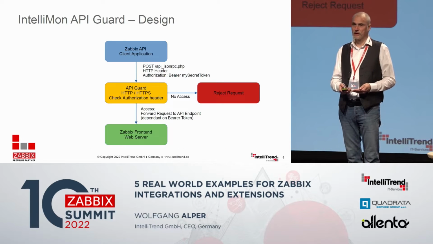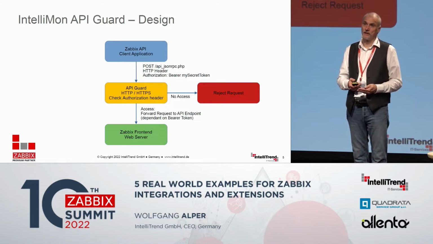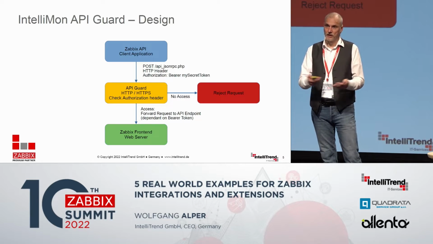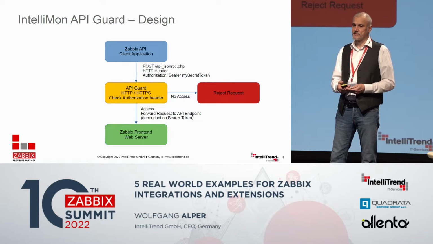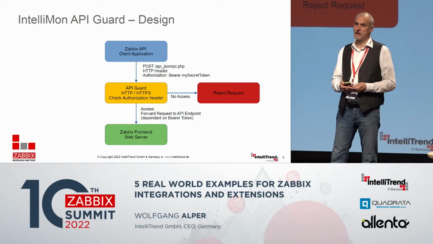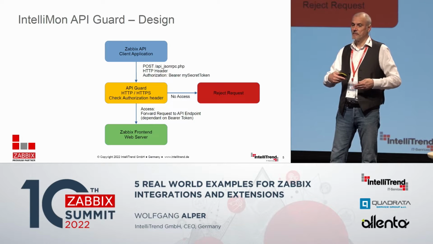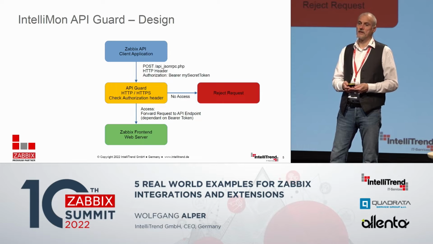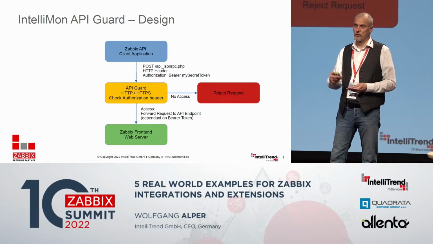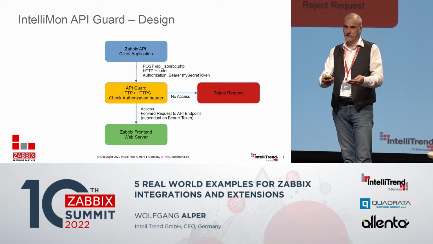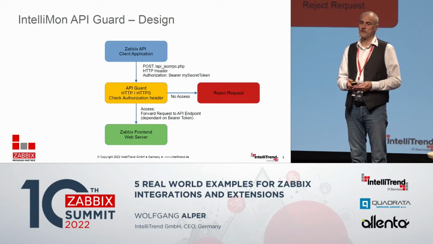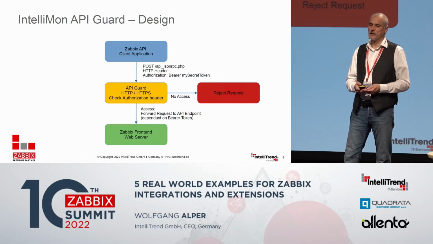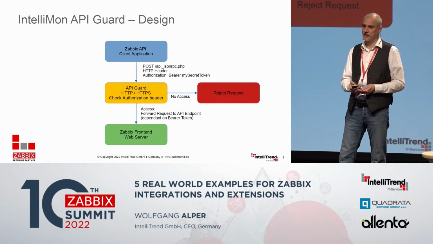And this is how it looks. So we have in blue our API-based application, whatever that is. And this application sends a POST request. That's the way the Zabbix RPC API works. And we add an additional header and pass over a bearer token. And then the API Guard checks for the existence of this token. And if this token is valid and fine, then it will forward the request to the API. And if the token is not available or is invalid, then it will deny the request. So that's basically the idea.